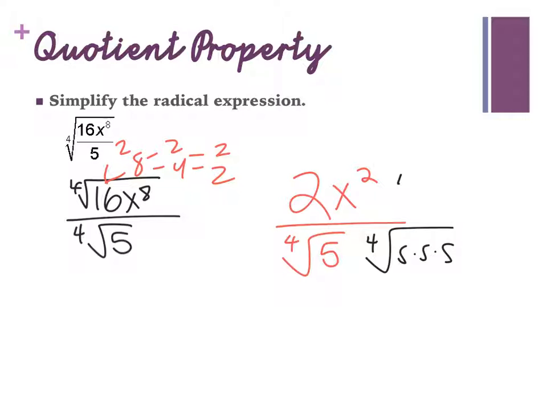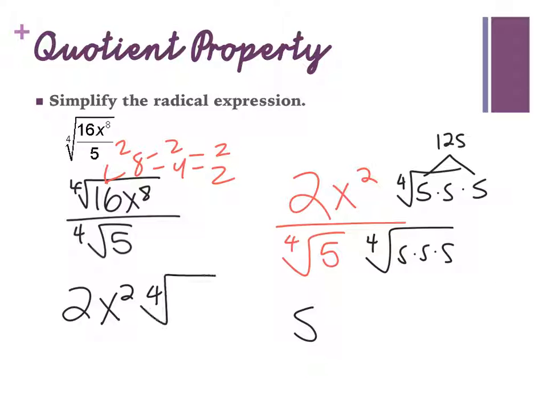And then in the top I have to do the same, because whatever you do at the bottom, you have to do at the top. So what is the 4th root of 5 times 5 times 5 times 5? 5, that's my whole goal, right? Get rid of that root. And then what is 5 times 5 times 5? 125. So this becomes my numerator: 2x squared times the 4th root of 125 over 5.